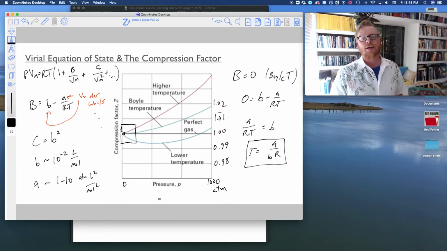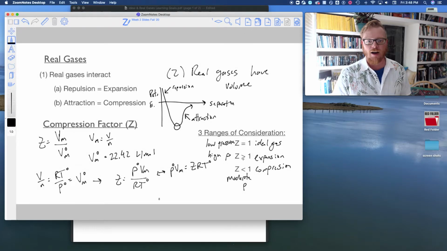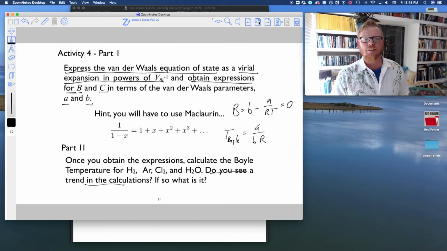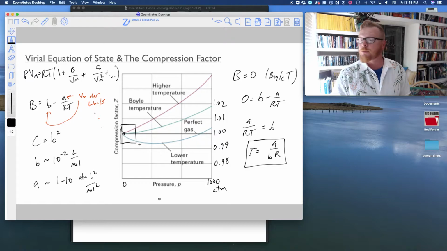And we have to remember, expansion means what? And compression also means what? Think about it. So expansion, Z's greater than 1, I think we even have that. Aha! Z's greater than 1, expansion, repulsive forces are dominating. The molecules want to get away from each other. Okay? Z less than 1, that's compression. Attractive forces are dominating.